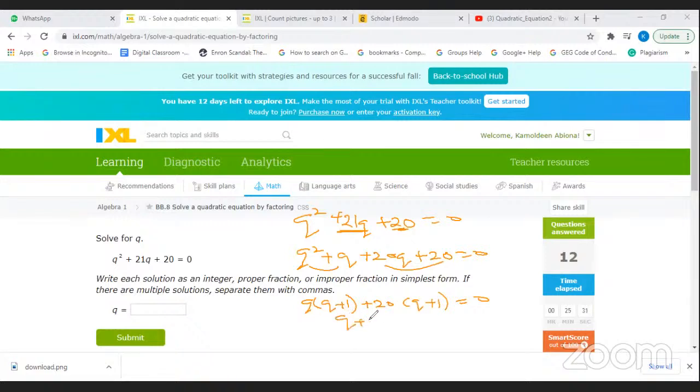So (q plus 1)(q plus 20) equals to 0. So q equals to minus 1 or minus 20. Minus 1 or minus 20. Comma, minus 20. So that's correct. So the next question here.